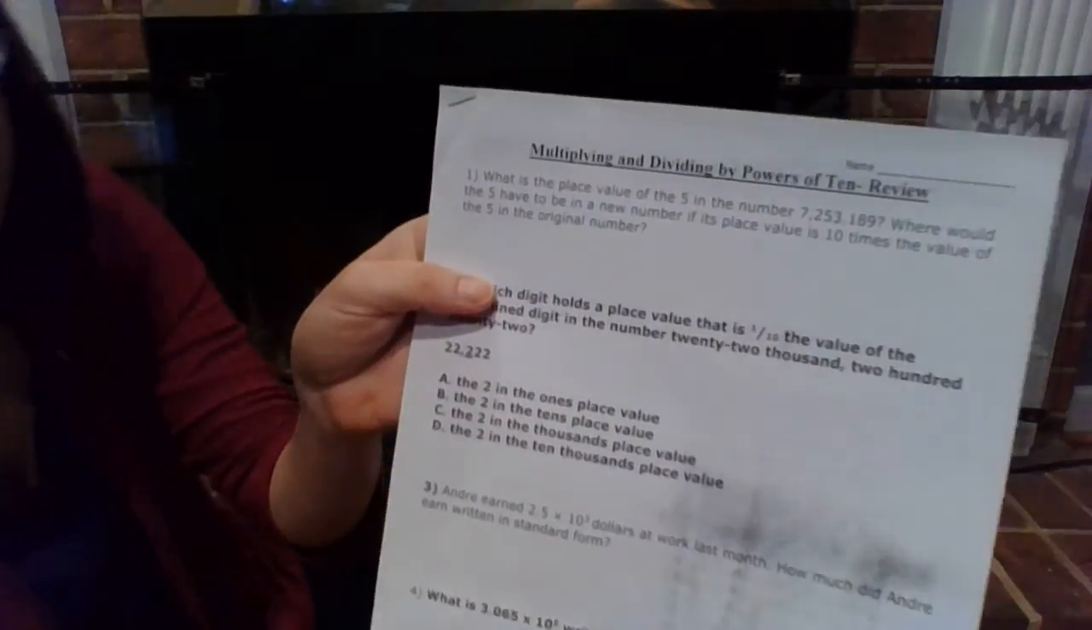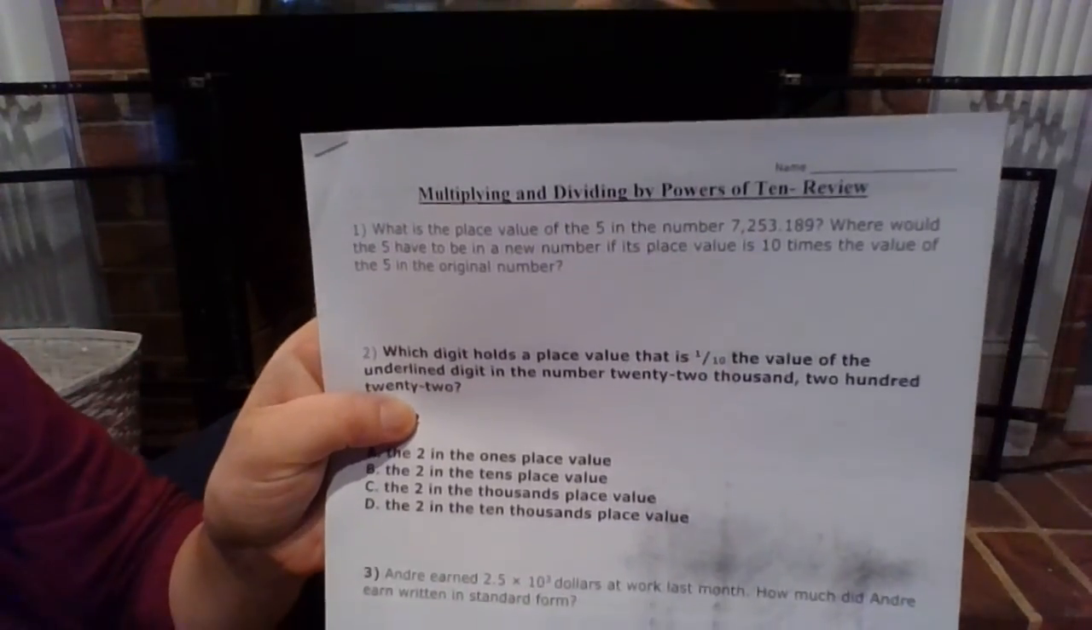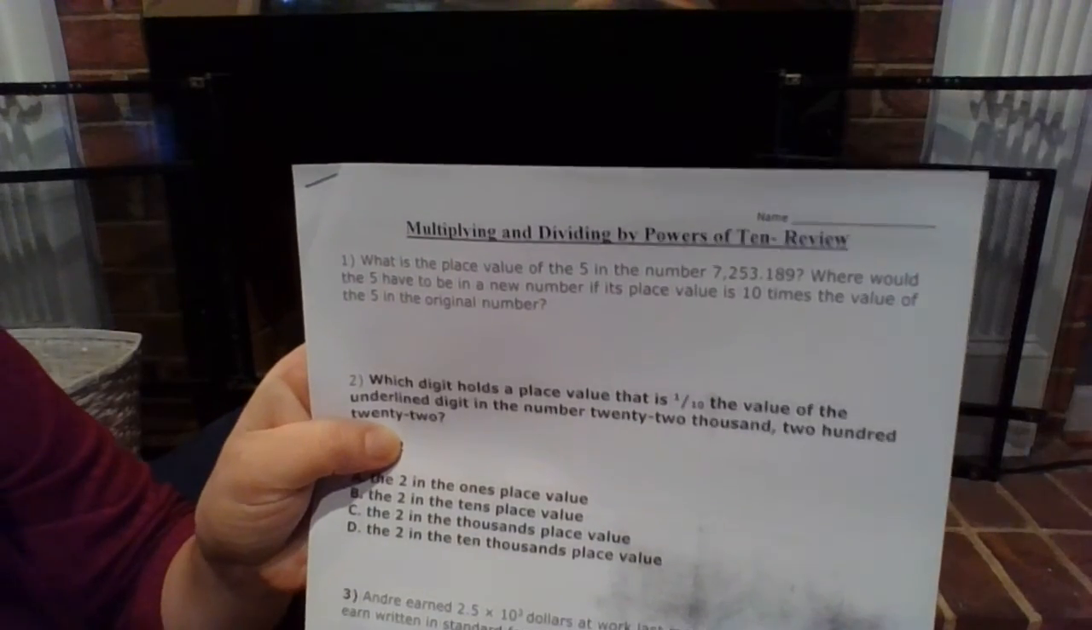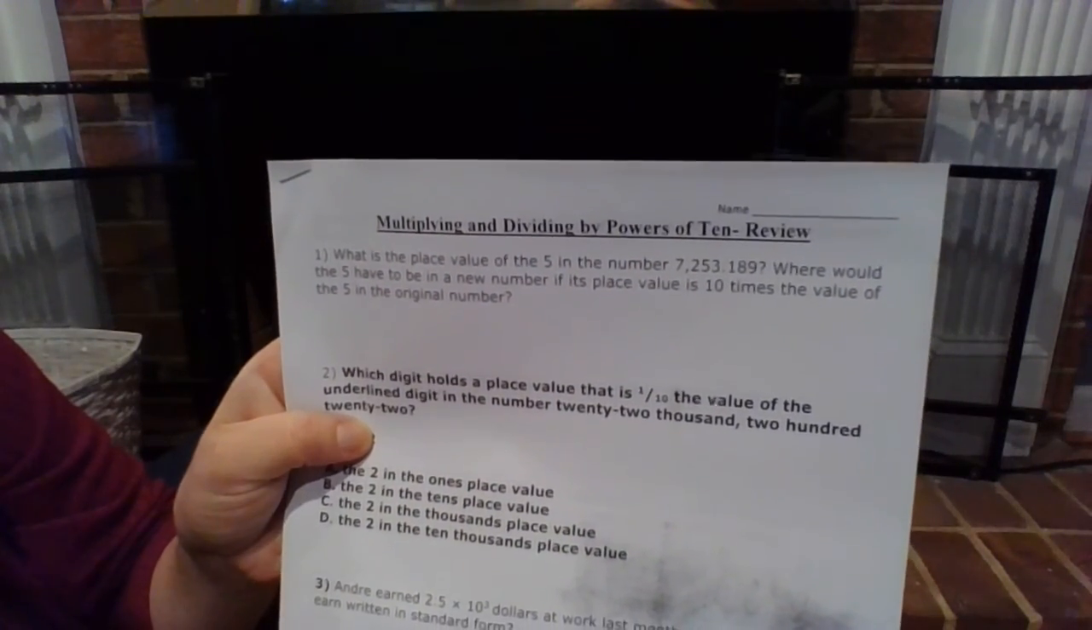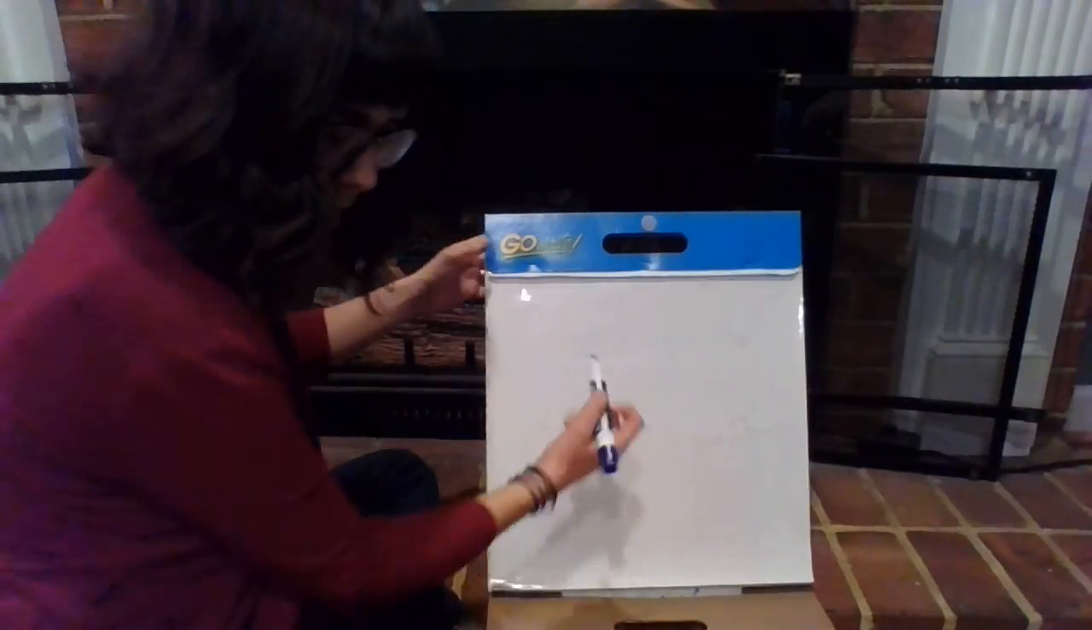Okay, so number 1 says, what is the place value of the 5 in the number 7,253 and 189 thousandths? I'm going to start with that question.